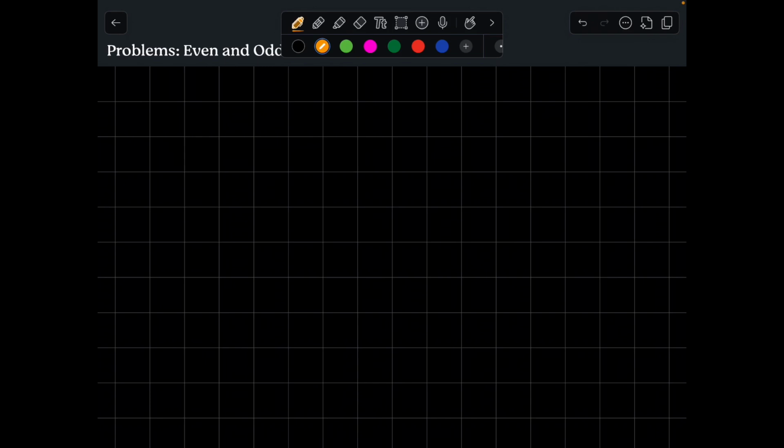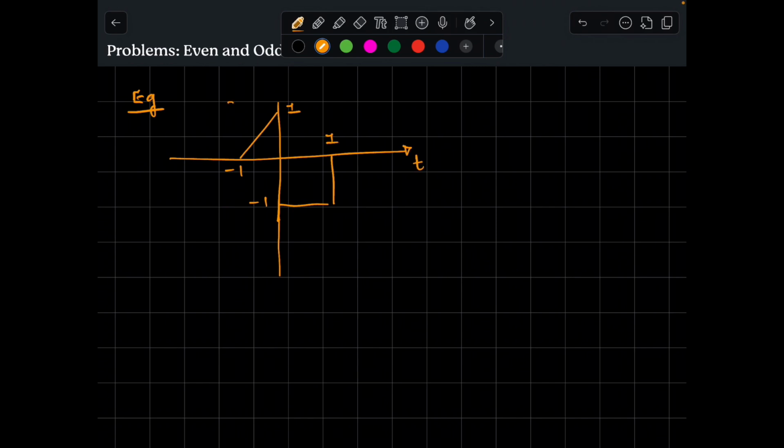Today we will discuss even and odd signals, and some problems related to even and odd signals. So I will give one example. Let us consider a signal in this form. Let's say this is at -1 and the amplitude is 1, and here let me consider this situation, and here it is -1 at 1, and this is a function of time. Let me call the signal x of t.